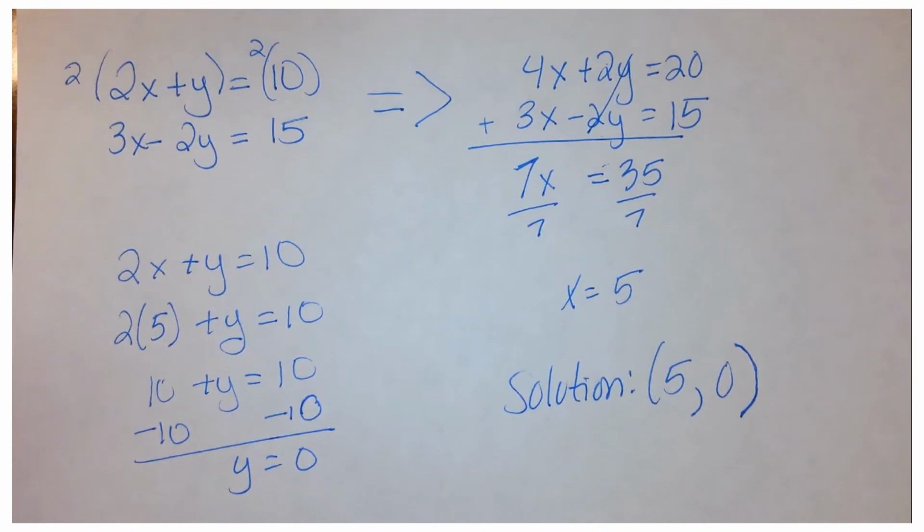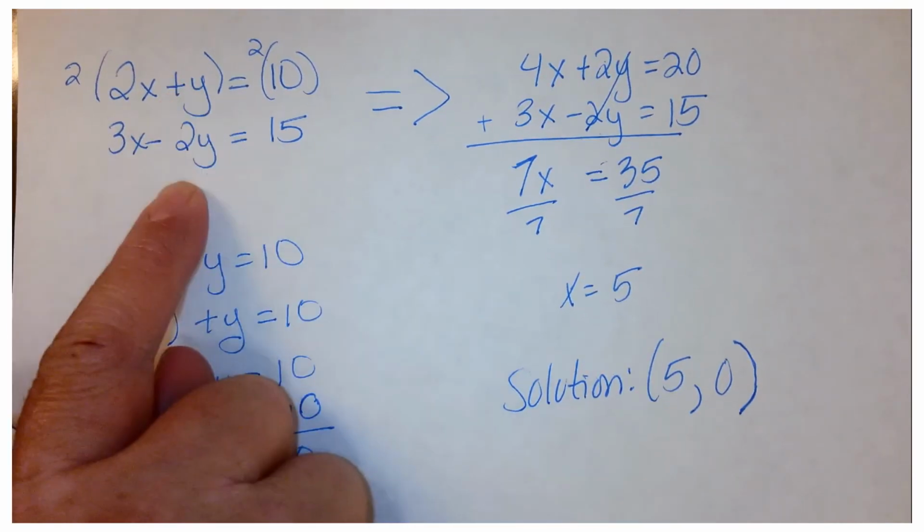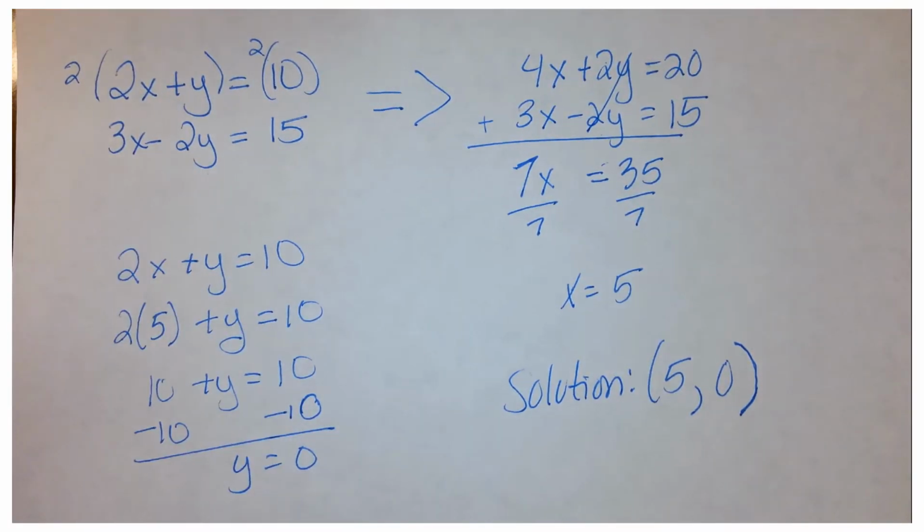So just keep in mind that if you have a variable that has different signs, but the coefficients are different, you have to multiply one of the equations by some number so that you're getting coefficients that are the same but signs that are still different. And that was solving a system of equations by elimination.